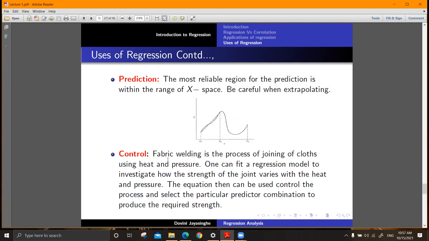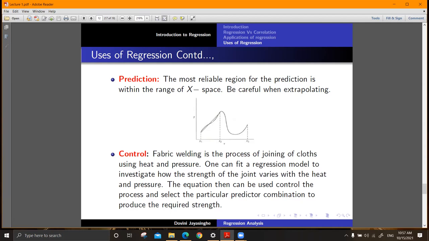So this is another term, control. Fabric welding is the process of joining of clothes using heat and pressure. Fabric welding, it's just like iron welding, right? Same concept. Joining of clothes using heat and pressure. One can fit a regression model to investigate how the strength of the joint varies with the heat and pressure.